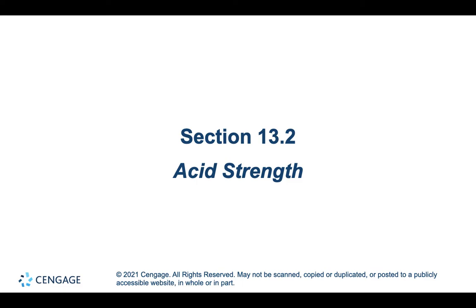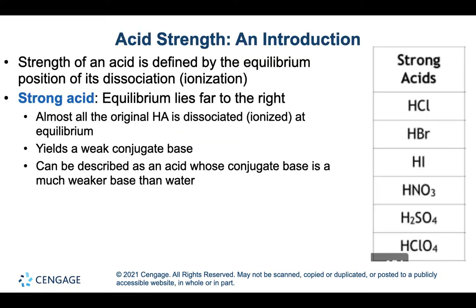Okay, moving into 13.2, let's talk about strong versus weak acids. So strength of acid is how far to the right the ionization lies. Strong acids are assumed to be 100% ionized, or virtually all ionized. You put the HA in water, it completely breaks into H plus and A minus. But there are really only a few examples of strong acids. Over on the right, I have a chart: HCl, HBr, HI, HNO3, H2SO4, and HClO4.